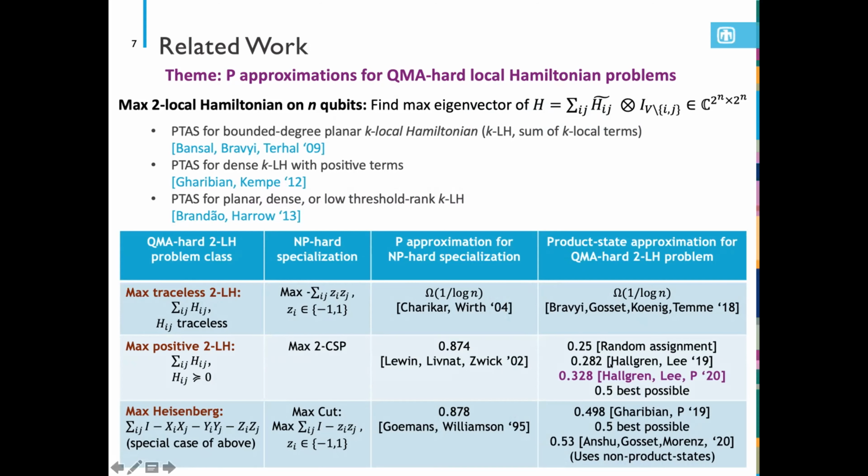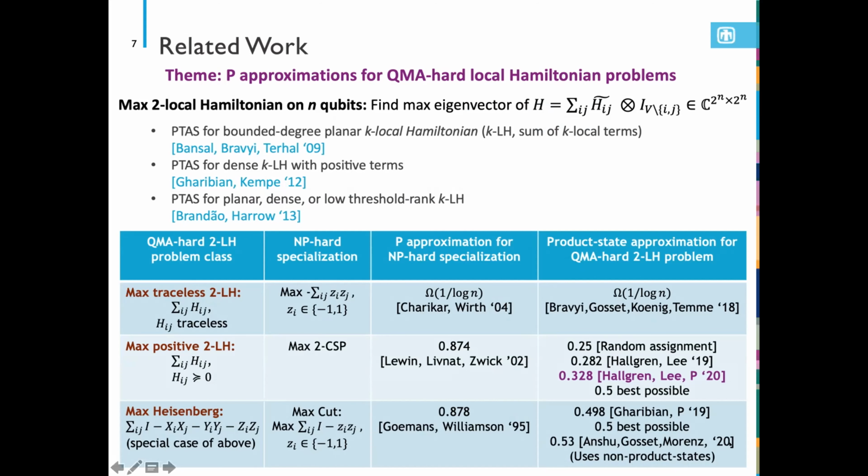This result was merged with results from Sean Hallgren. We were also co-authors on this work, and these were the first body of results beating random assignment. And then for max cut, as mentioned, we actually get a 0.498. The nice thing there is that 0.5 is actually the best possible if you insist on this class of approximations to the max eigenvector.